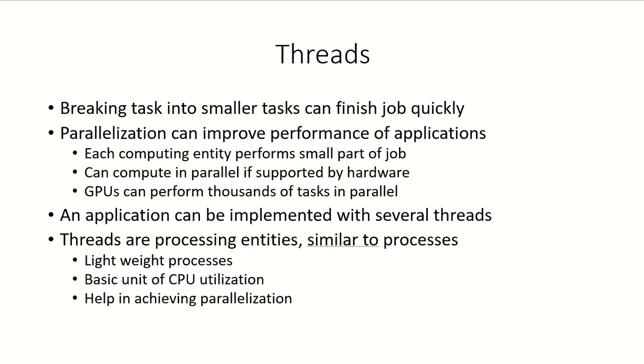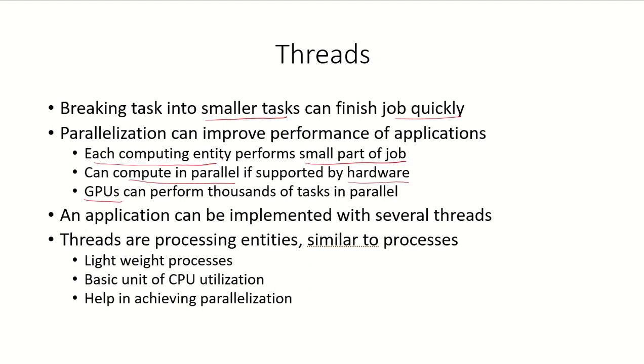If we break a task into smaller tasks, then that job can be finished quickly. So parallelization can improve the performance of the applications. If an application is implemented in such a way that it has multiple computing entities, then each task can perform a small part of that job. And these computing entities can run in parallel if that is supported by the hardware. For example, graphic processing units can perform thousands of tasks in parallel.